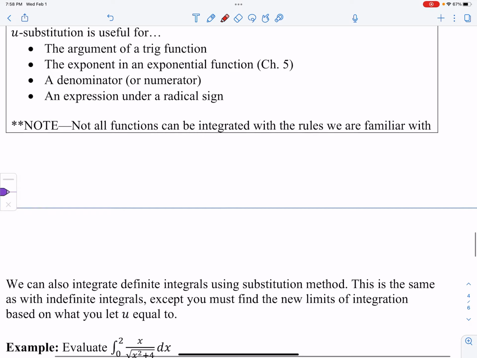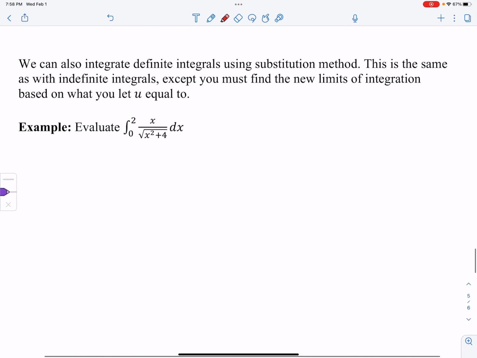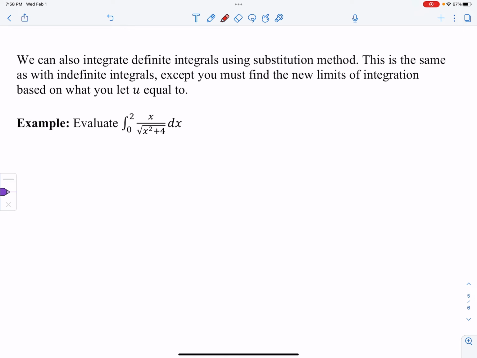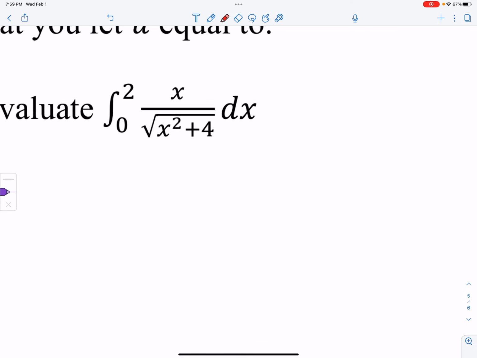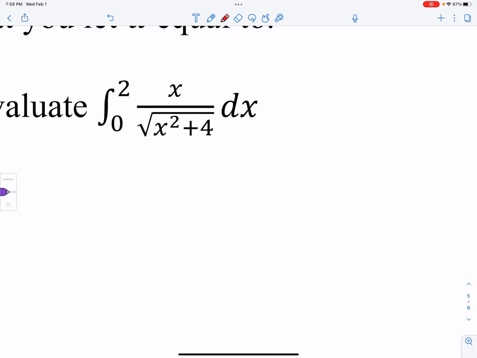Now, these were all indefinite integrals. What about definite integrals? You integrate them using the same method, rewriting the integral in a simpler form in terms of u. The thing is, you have to do something with those limits of integration. When you rewrite the integral, you have to find the new limits of integration.